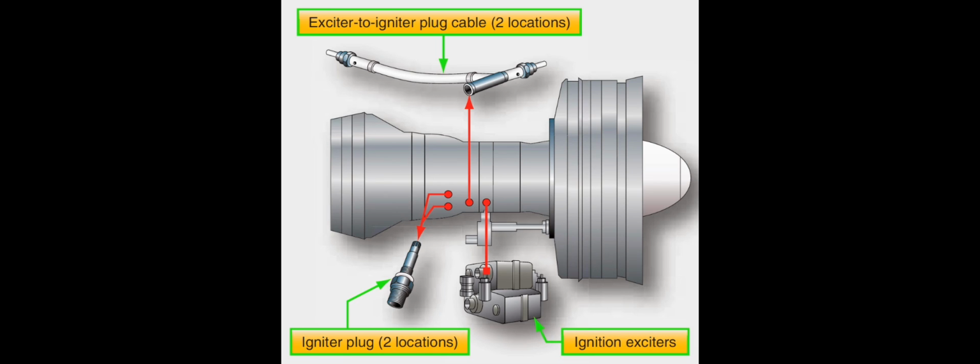Why do turbine igniters not get carbon fouled as often as reciprocating engines' spark plugs? Due to extremely high rates of electric discharge. What are the three parts of an ignition system of a turbine engine? Exciter, ignition lead, igniter.